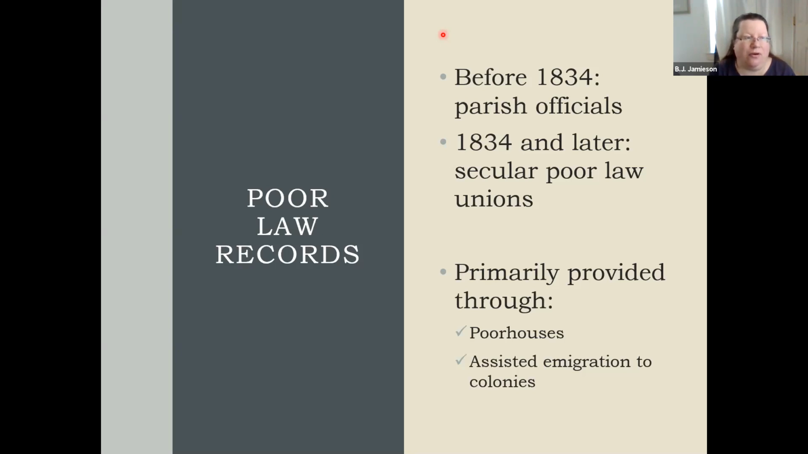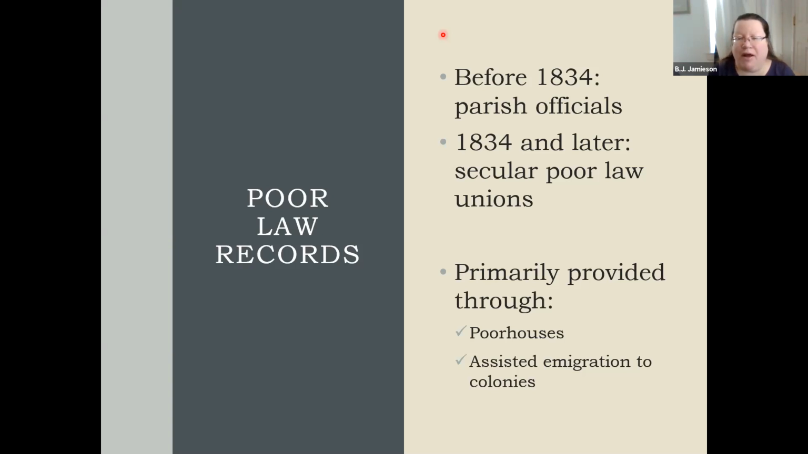Particularly early on, when it was still parish officials, they often did what was called assisted emigration to the colonies. In other words, they paid for somebody to leave England and go settle in the Americas, in Canada, Australia, New Zealand, as a way of getting rid of people who were poor.